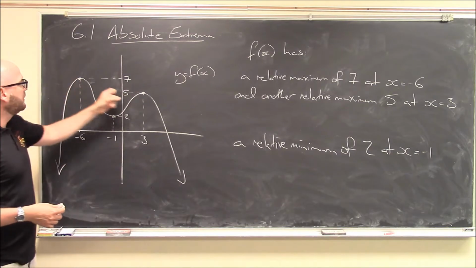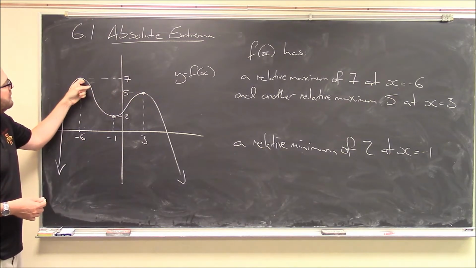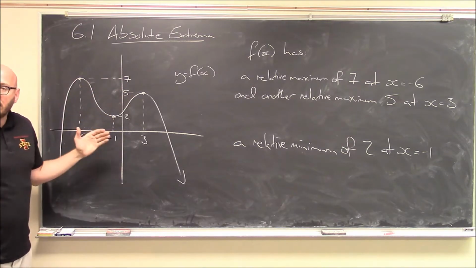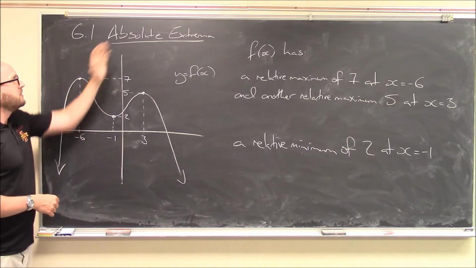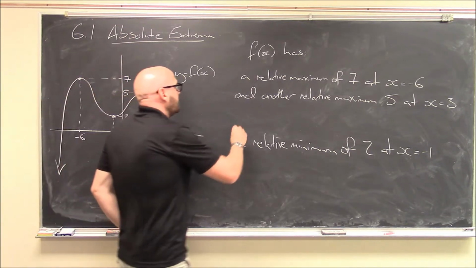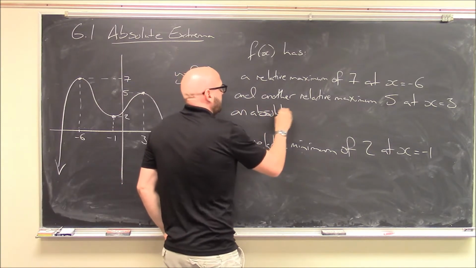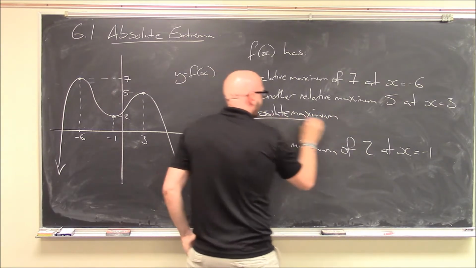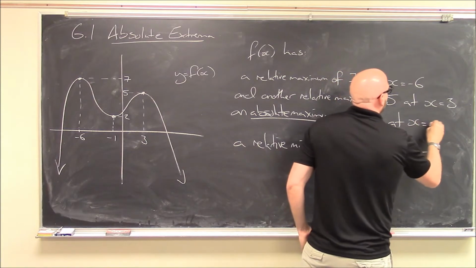So these are both relative maximums, but this point right here, 7, is in fact the largest value the function ever attains. For any x value you plug in, 7 is indeed the maximum. So this is where this comes in this section. It has an absolute maximum of 7 at x equals minus 6.